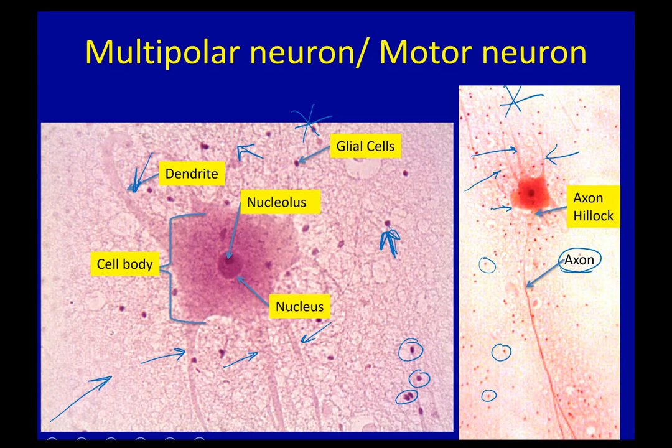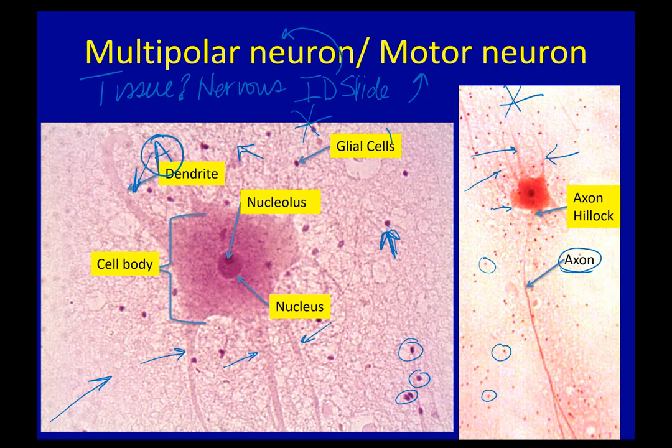What type of tissue is this? It's nervous. Identify the slide. You can put motor neuron, you can put multipolar neuron, because either one is correct. Where would you find it? The brain, the spinal cord, either one works. And then identify A, identify B, identify C, identify D, identify E.